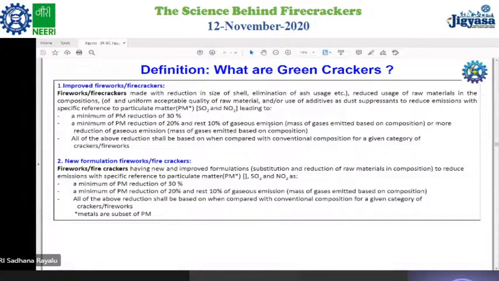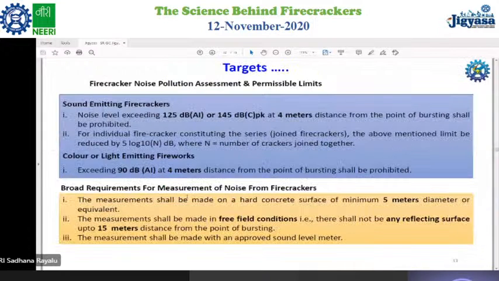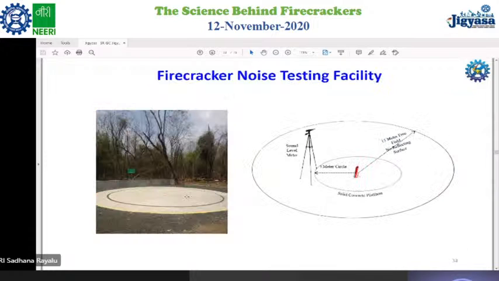And in green crackers, we have 2 sets of crackers. One is improved and one is new. In improved, it is typically the same conventional cracker in the presence of certain additives which we have identified, which leads to this. And in the new formulations, we have identified different types of crackers. Now when we talk about sound, what is happening? These are the rules which exist. The decibel level should not be more than 125 dB. So if you want to understand the sound levels, please visit us. We'll make you understand. We have all these platforms available with us.